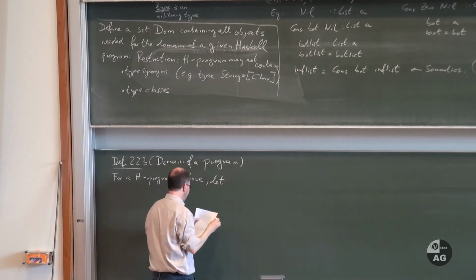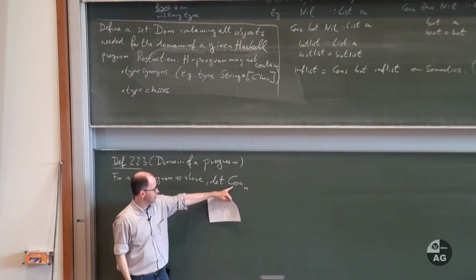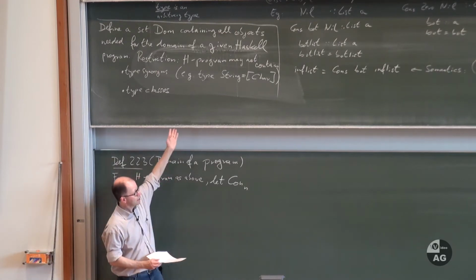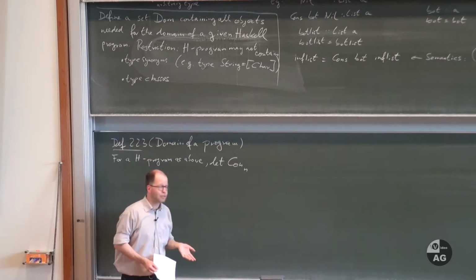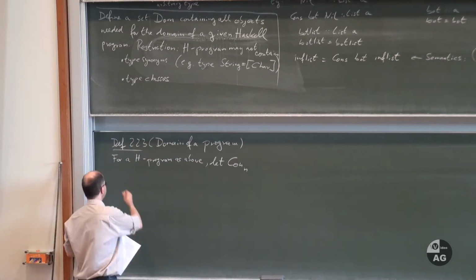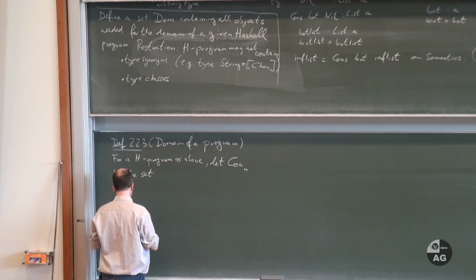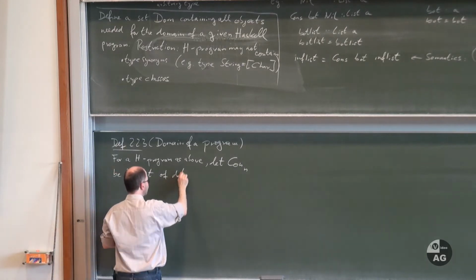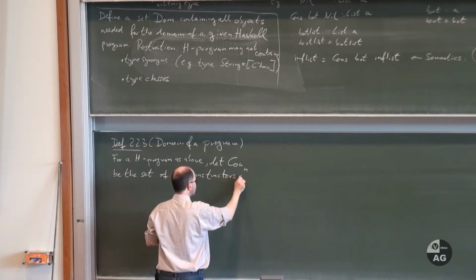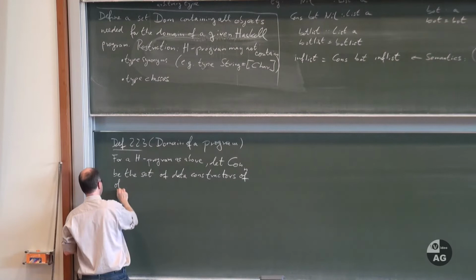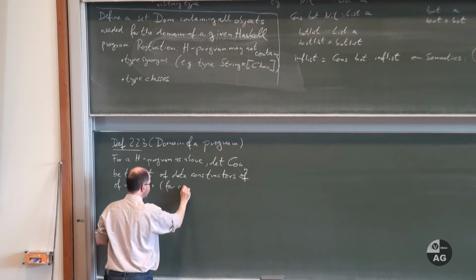So for every number n, let con n be the set of data constructors of arity n. So con 0 contains all the data constructors of arity 0 defined in that program. Con 1 contains all the data constructors of arity 1 in the program, and so on. We do this for every number n.